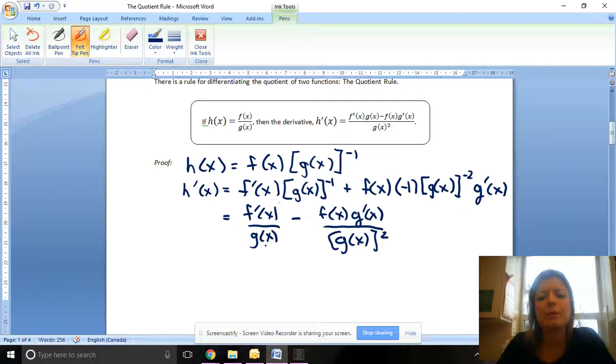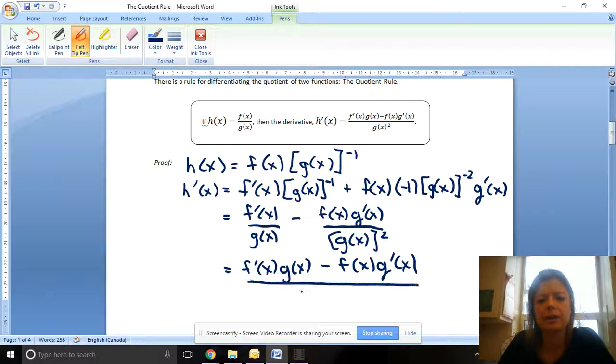Okay, so now the process is getting a common denominator. So to get that, we have to multiply our first quotient here by g at x over g at x. So you get f prime at x times g at x, subtract f at x times g prime at x, and then it's all over g at x squared, and we're done. So if you had a problem understanding any of those lines, go back and try the number example again and make sure you understand that. So then if you understand that, then this should be straightforward.